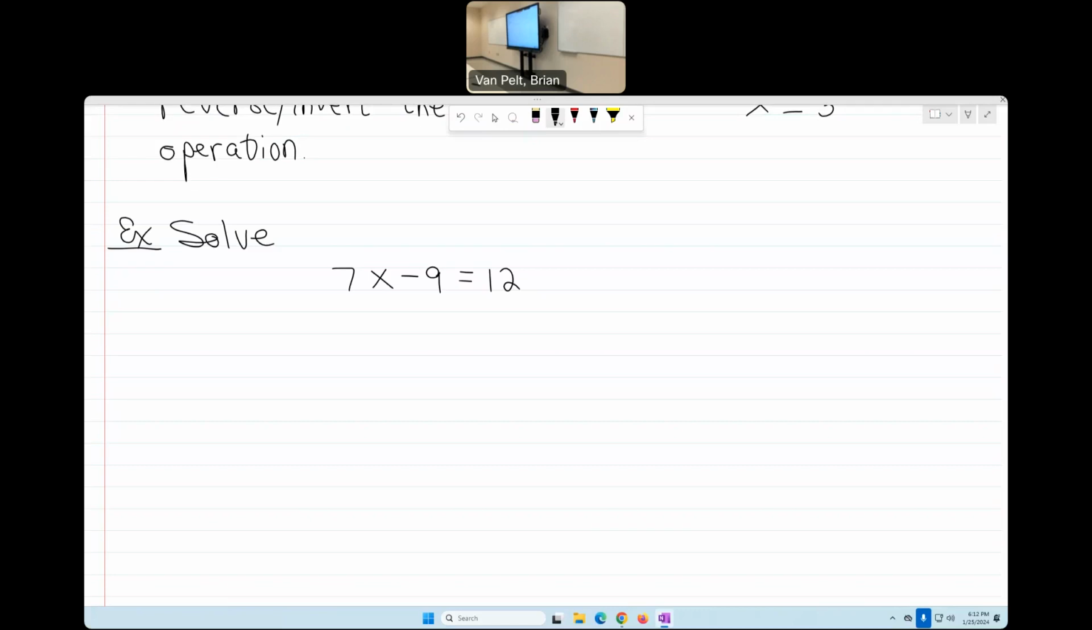So normally, if you knew the value of X, you would do 7 times X first, and then you would subtract 9. So the first thing I'm going to do is reverse it, so I'm going to add 9. And then I'll divide by 7, that reverses the multiplication.